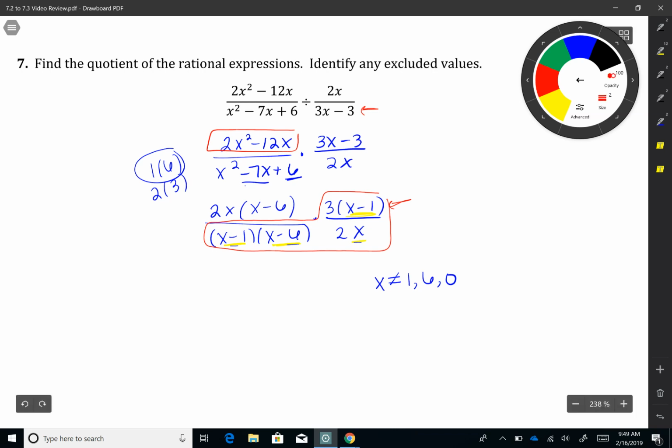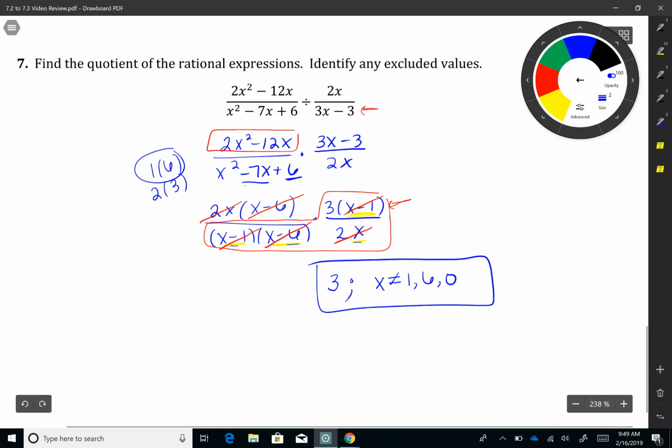Okay, let's cancel out anything we can. We have x minus 6's, we've got x minus 1's. Oh my gosh, and we have the 2 x's. So look, everything has canceled except for that 3 in the numerator. So your quotient is 3, but x can't be 1, 6, or 0.